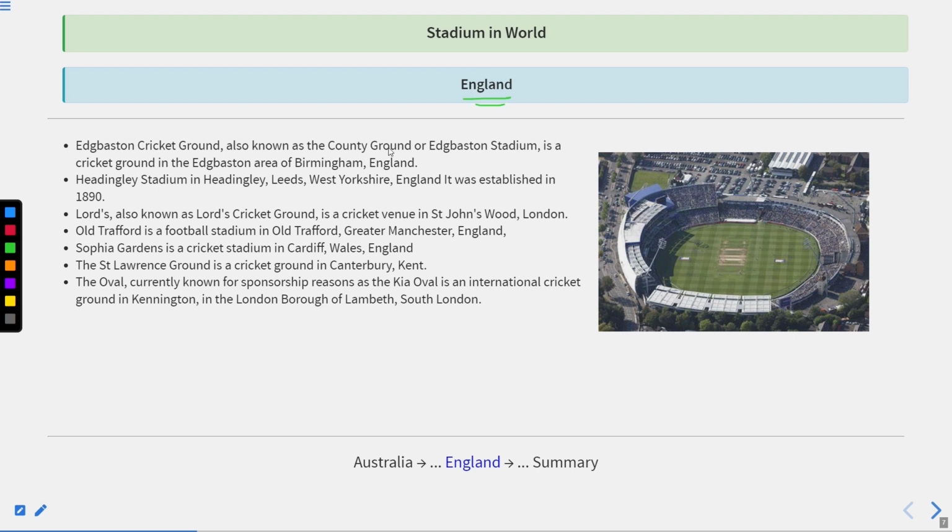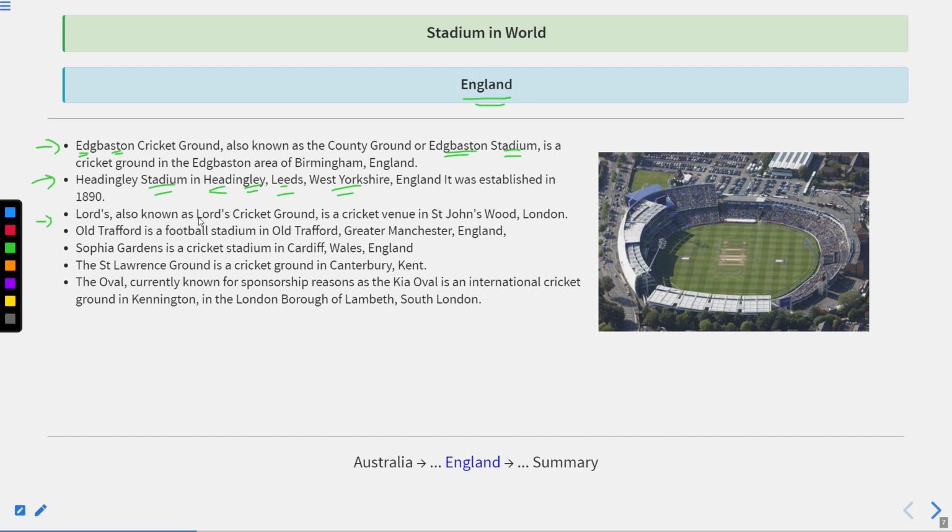Now we have England. First is Edgbaston Cricket Ground. This cricket ground is also known as the County Ground or the Edgbaston Stadium. It is the cricket ground in the Edgbaston area of Birmingham, England. Alright. Then we have Headingley Stadium in Headingley, Leeds, in West Yorkshire, England. It was established in 1890.